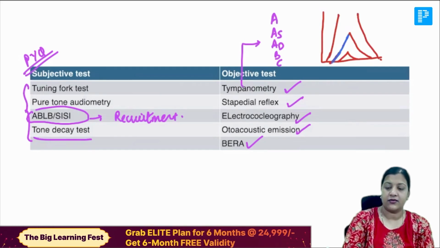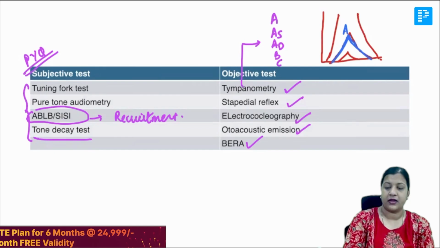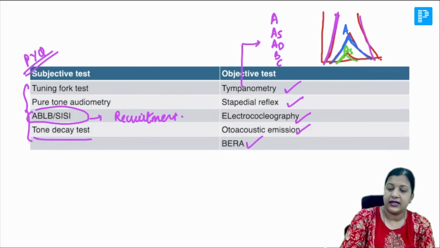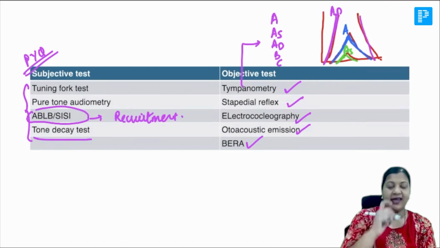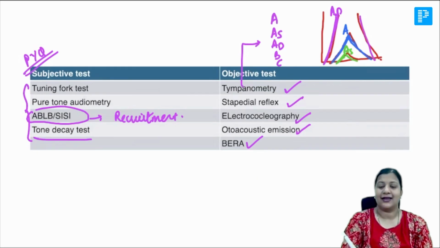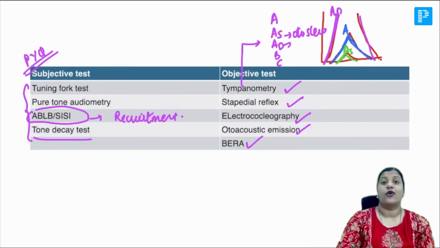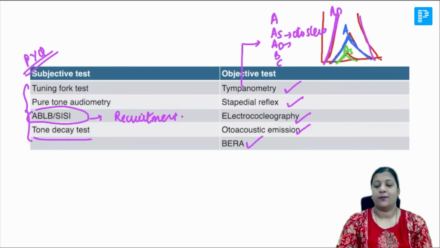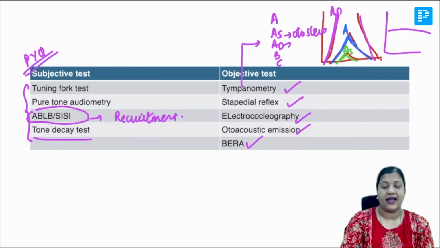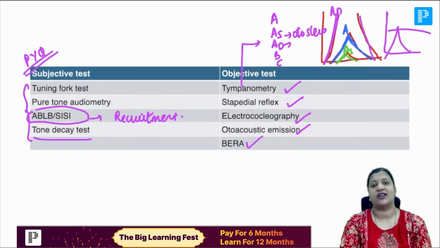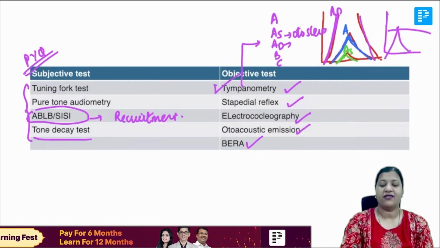That I have drawn here with blue, this is your A. The one that I have drawn here is AS. The one that I have drawn now with purple is AD. Correct? So A is normal. AS is seen in otosclerosis. AD is seen in ossicular discontinuity. B type of graph is a flat line, and C type of graph is seen whenever there is a negative pressure in the ear. So tympanometry we have revised.